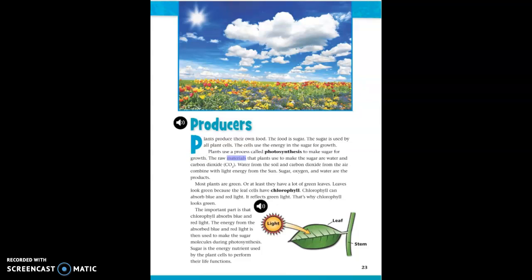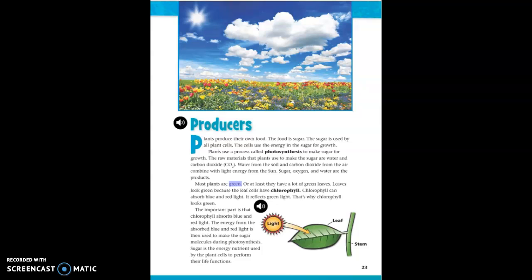The raw materials that plants use to make the sugar are water and carbon dioxide, CO2. Water from the soil and carbon dioxide from the air combine with light energy from the sun. Sugar, oxygen, and water are the products.